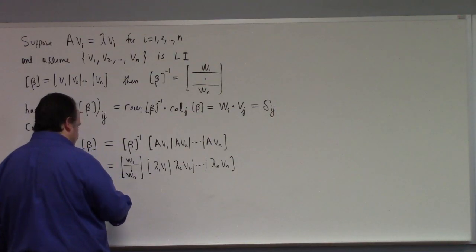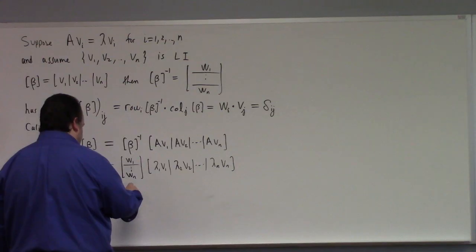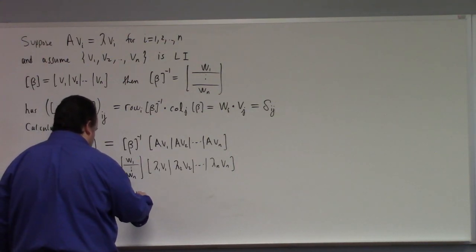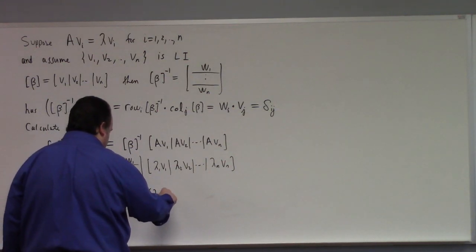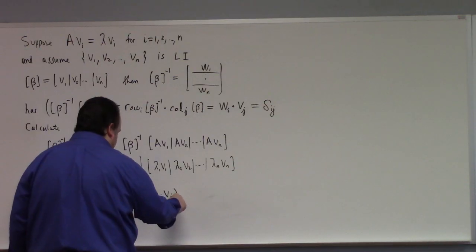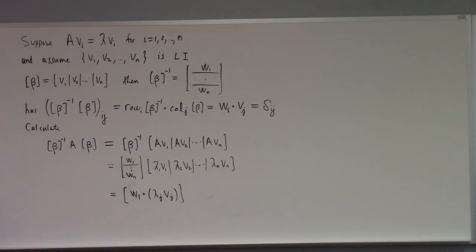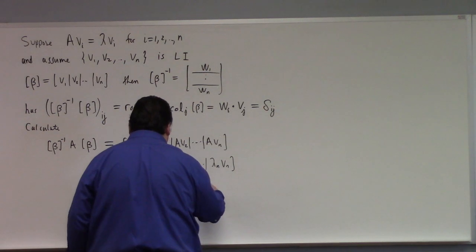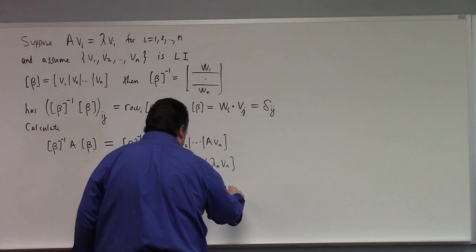So if you look at this, the ijth component of it looks like what? You've got Wi dotted with lambda j Vj. That's the arbitrary ijth component of this matrix, right? But lambda is a constant, so it factors out of that. And what's the dot product of Wi with Vj?